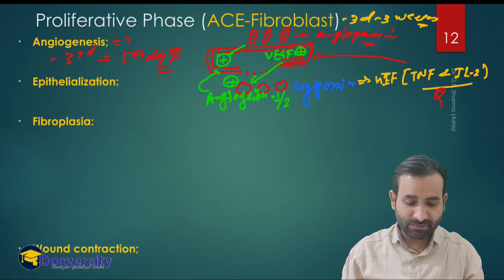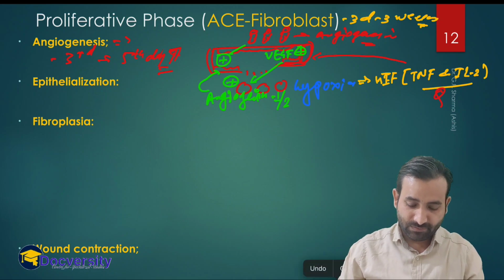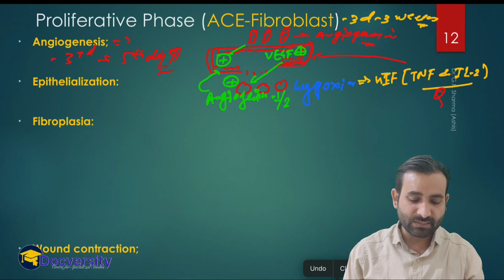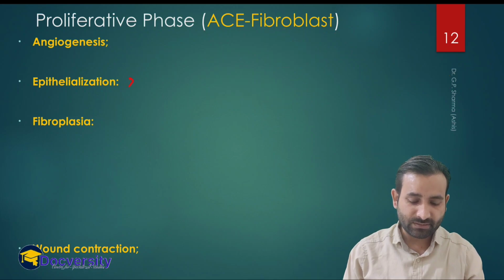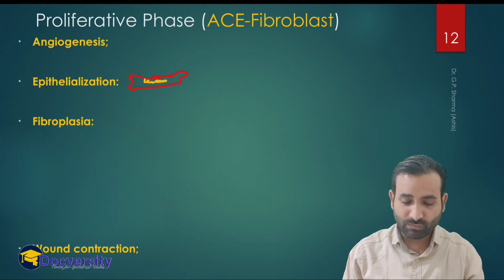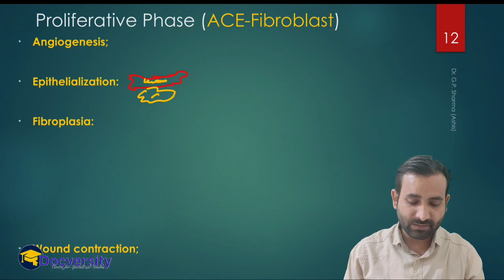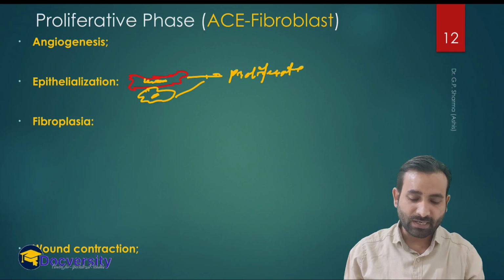After that, let's go to epithelialization. So for epithelialization, let me clean this one. We have 2 sources. One, we have the stem cells coming from over here. At the same time, we do have the keratinocytes, right? Either the keratinocytes, meaning the residual cells, or the stem cells, tissue stem cells or bone marrow stem cells, begin to proliferate.